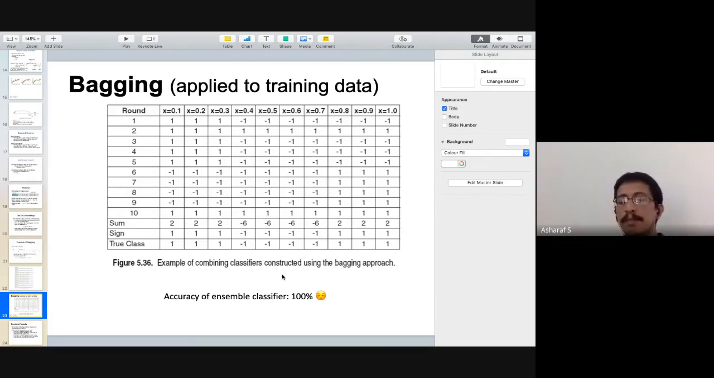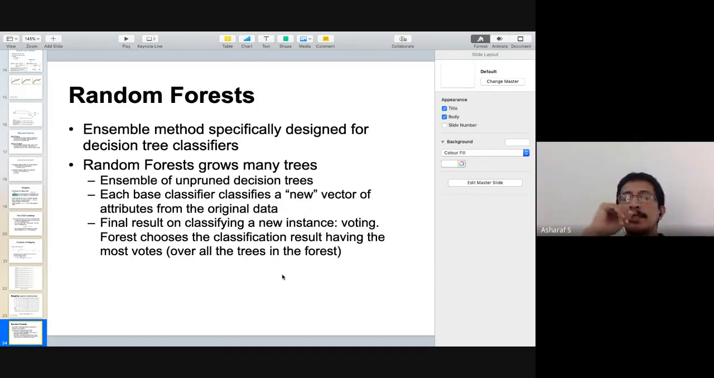All I want to say is that a committee of experts can essentially do better than the individuals. All right. This is another bagging based classifier. Most of you must have heard of it. It's called a random forest.